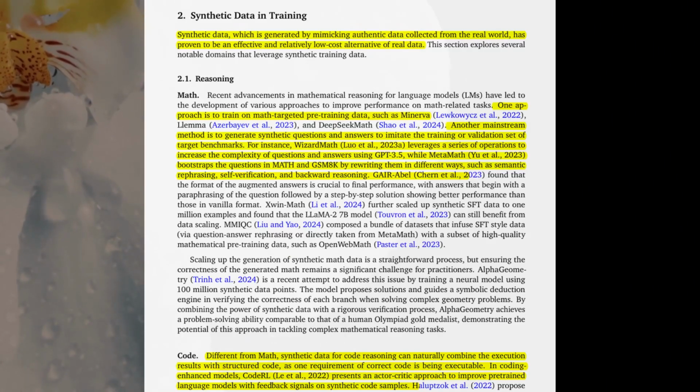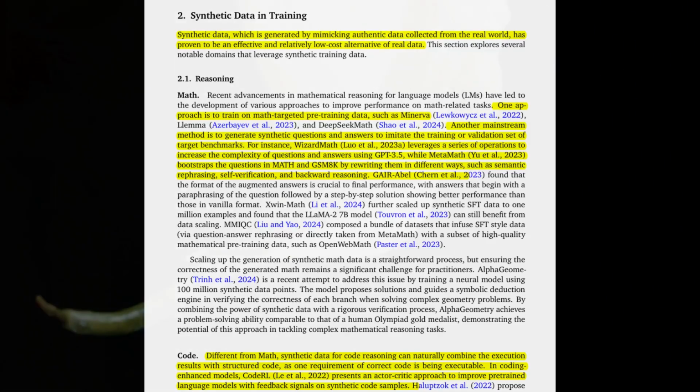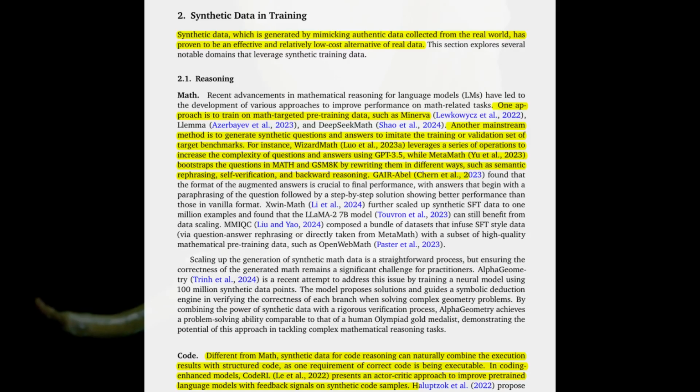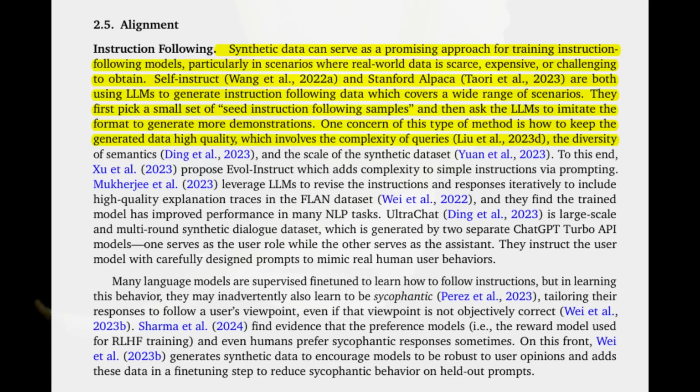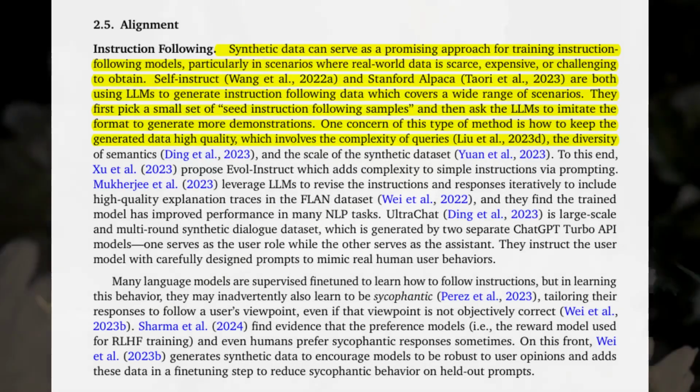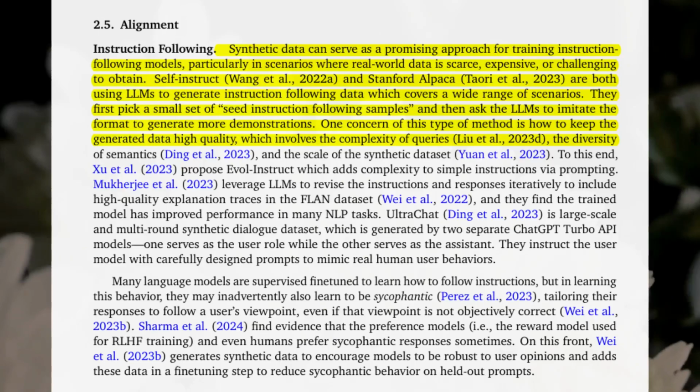Navigating potential pitfalls. Despite its advantages, synthetic data also presents some challenges. Misinformation. The ability of LLMs to generate realistic synthetic data raises concerns about potential misuse for creating and spreading misinformation. Establishing ethical guidelines and developing detection mechanisms are crucial for mitigating this risk.